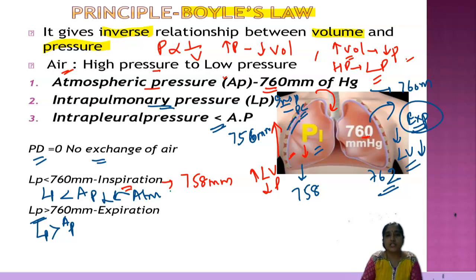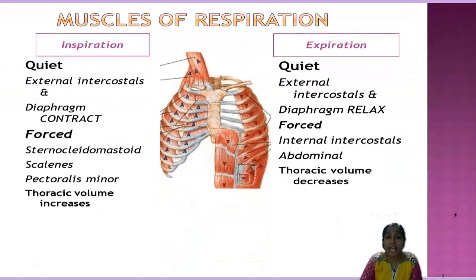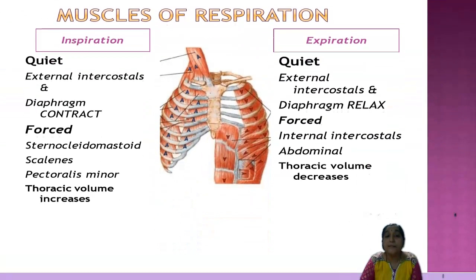So one thing is clear: for air to enter the lungs, the volume of the lungs should increase. How does this happen? It happens with the help of the muscles of respiration. You have different muscles which take this responsibility. Your respiratory process could be quiet, that is without any effort and involuntary, or it could be forced, where you put in some external effort.